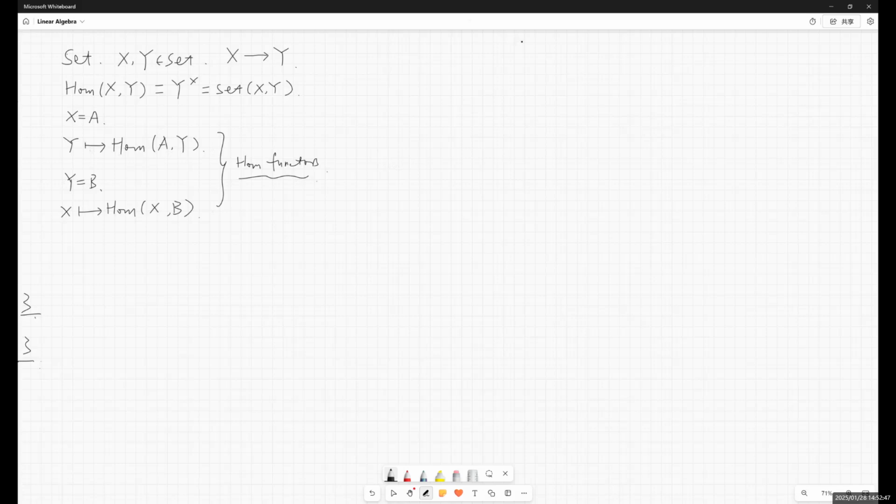In linear algebra, we usually consider this kind of hom functor. It's called a contravariant hom functor. And we'll explain the meaning of contravariant and here the covariant functor.